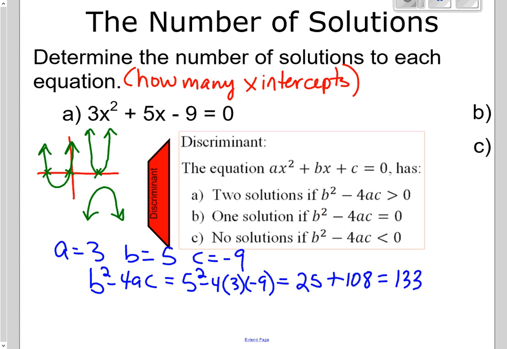Okay, the number itself is not important. It doesn't mean anything. Just the fact that it's positive means that there would be 2 x-intercepts or 2 solutions to our problem.